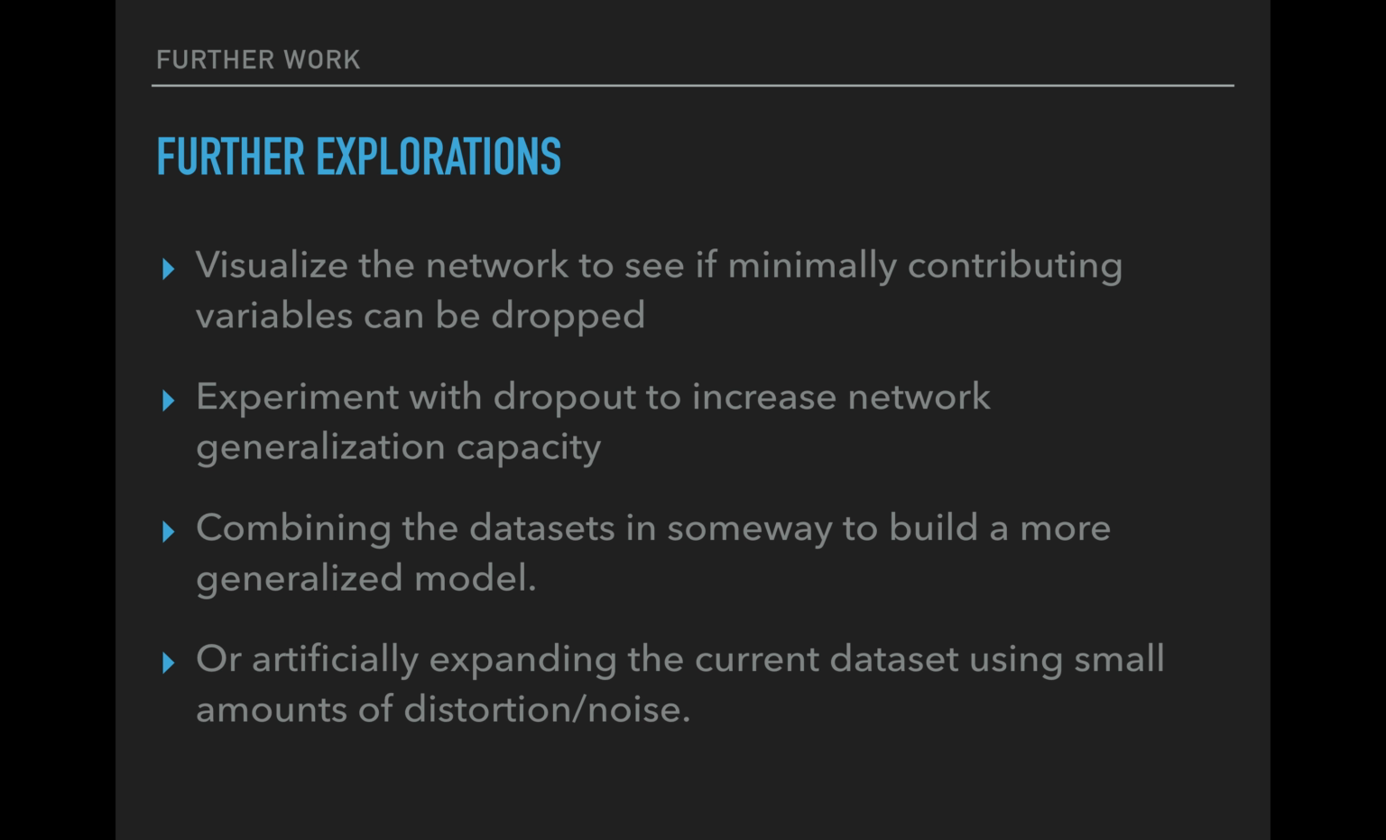And so some things for further work is to visualize the network to see which variables are really contributing and which ones can be dropped. Dropout could be a good technique to try and to increase the generalization capacity. And then I really want to be able to combine these separate data sets in a way, either through averaging or perhaps to artificially expand the data set using a little bit of noise model to the human motion to see if I can get a better network.